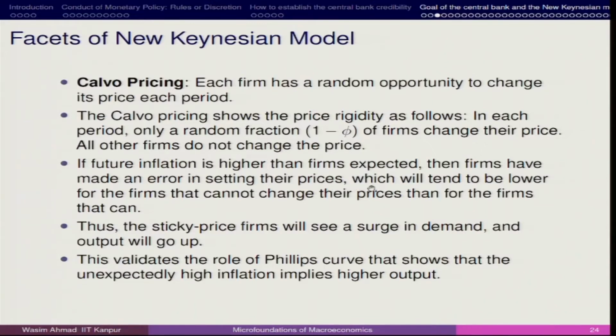Now, if you are thinking about this, then this validates the role of the Phillips curve also, which shows that if you are operating under sticky price firms, then it is highly likely that if you have higher expected inflation, then this will increase your output, which means less focus on the sticky price. Some firms are changing the prices, some firms are not changing. Firms which are changing the prices, if they are not able to meet the inflation target still, they will be selling at a higher price.